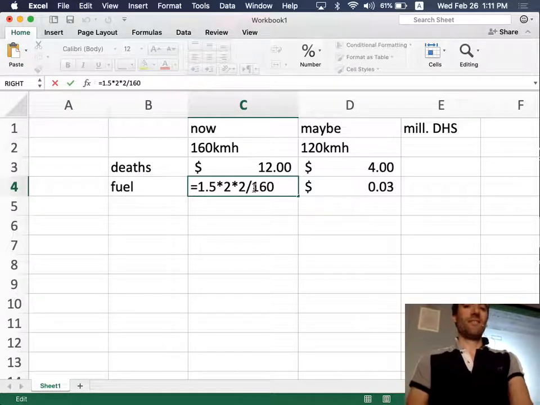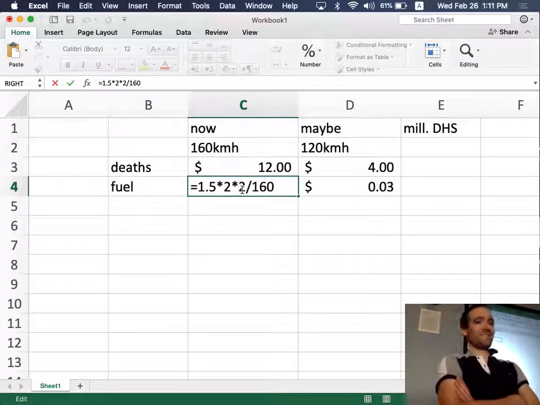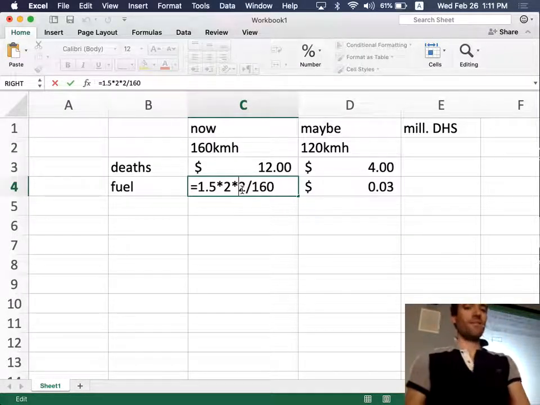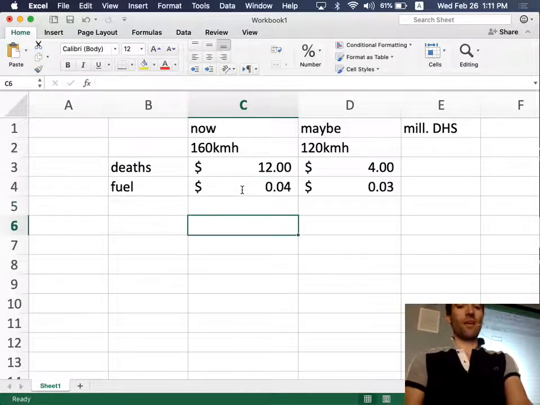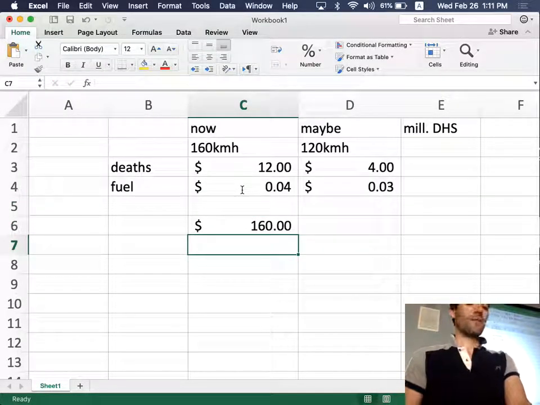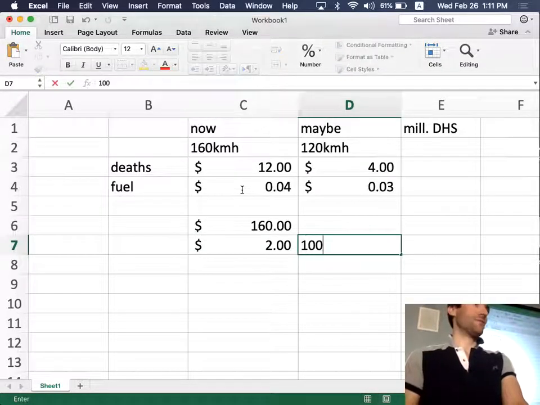And it should be, what should I do? It should be 3.2, because times 2. Okay, so let's do it by steps. So we have 160 kilometers. We have that we spend 2 dirhams per kilometer. Every 100 kilometers. No, yes, per 100.